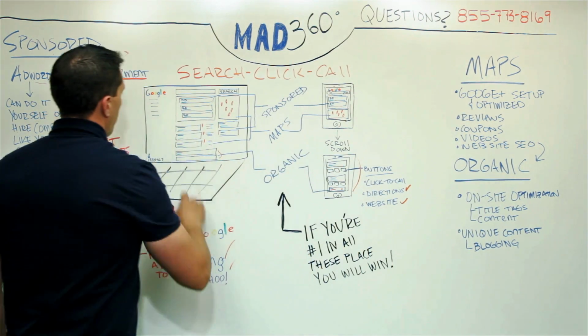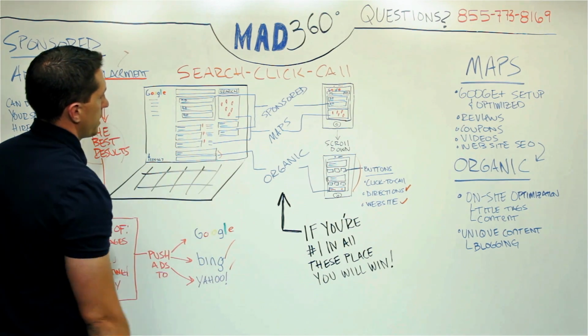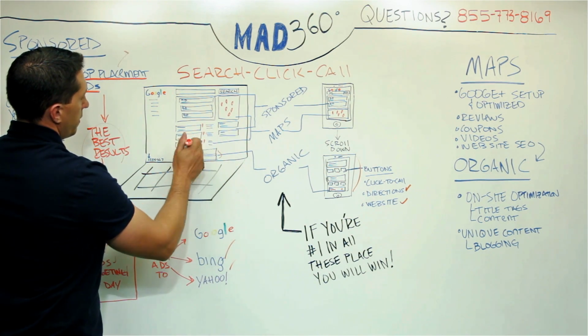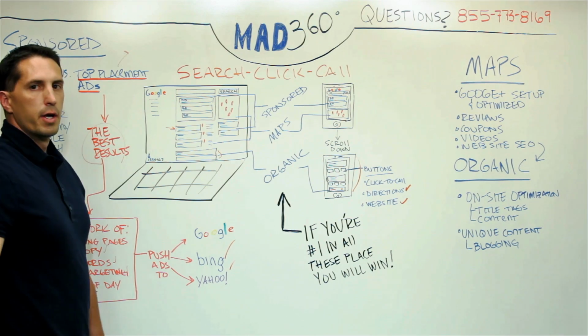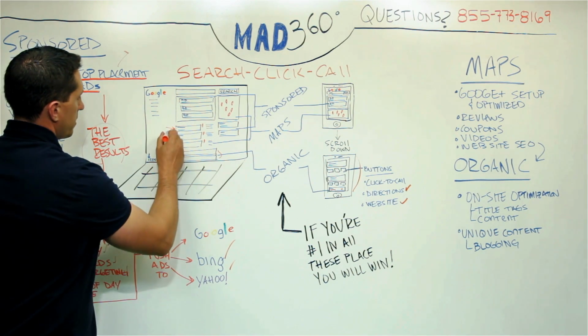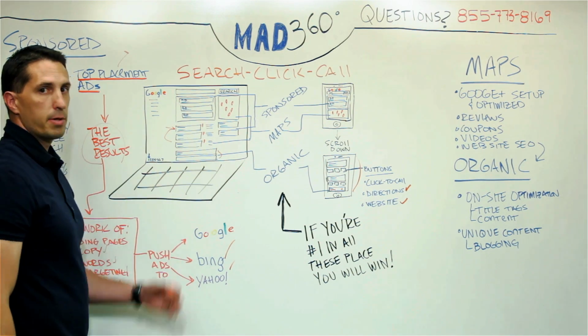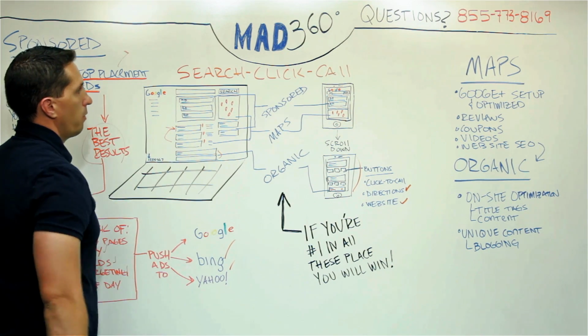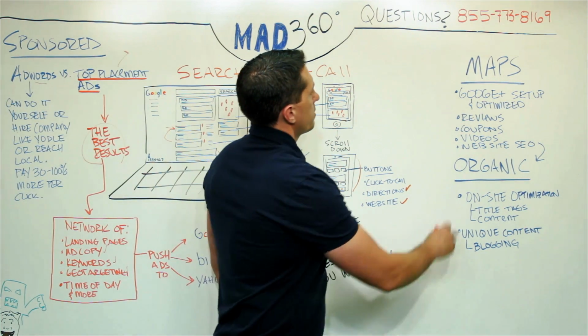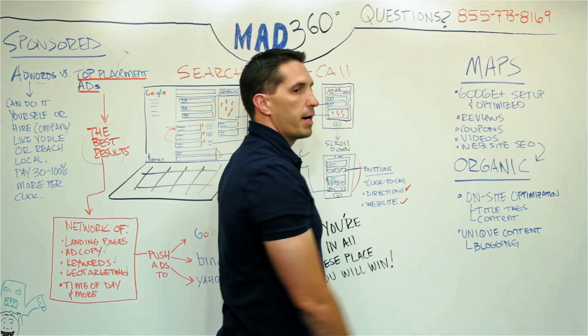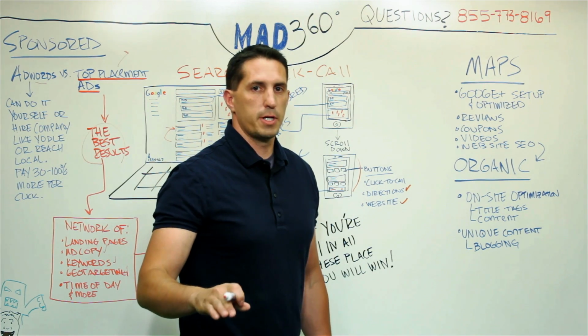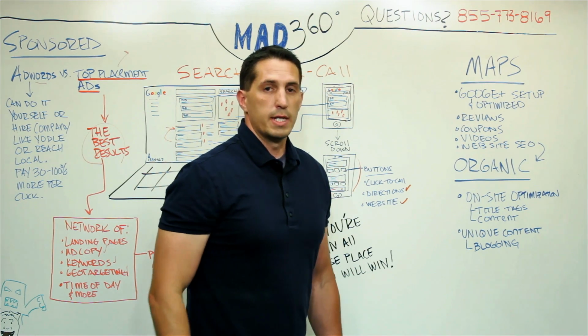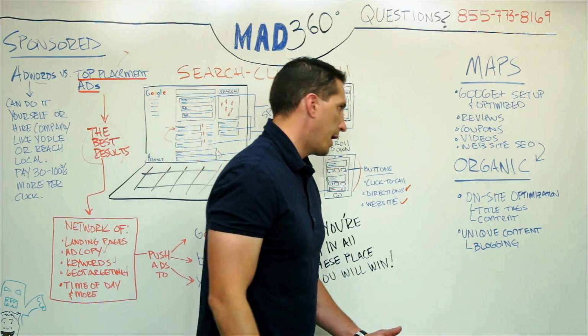Now let's take a look at the map sections and the organic sections. Obviously, this map deal is pretty important right here. You also want to try to get there. Now that doesn't happen overnight like the sponsored top placement ads do. This takes a little bit of work. So what are we going to do there? We're going to set up a Google Plus page and optimize it for you. If you don't have a Google Plus page set up, you need to get one set up and then you need to optimize it. How do you optimize it?